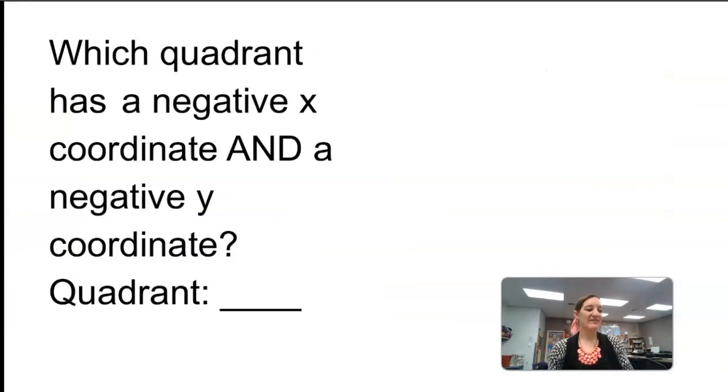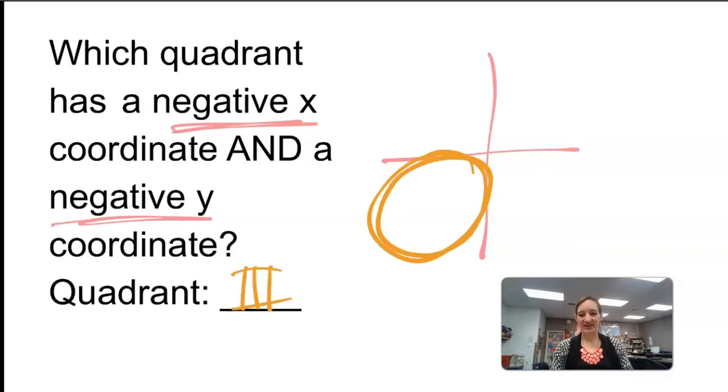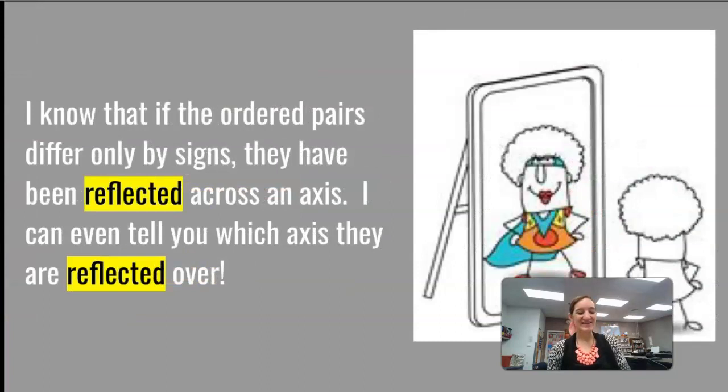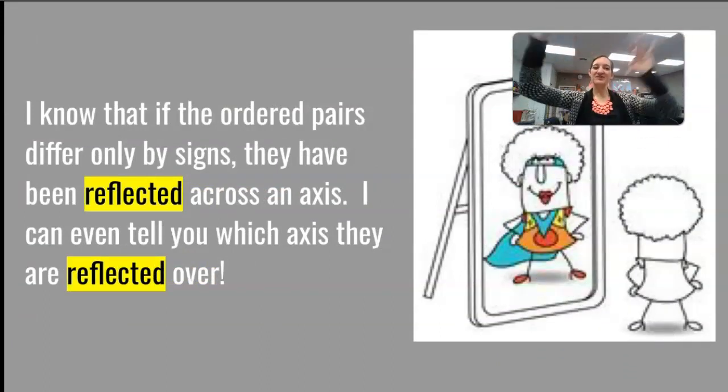All right, what if you have a negative and a negative? Where would that end up? Well, negative is to the left for the x, and negative would be down for the y. You'd be in this quadrant right here, quadrant 3. Kind of cool, huh? All right, so that was the first objective of the day. Now you know about the quadrants: 1, 2, 3, 4, positive, positive, negative, positive, negative, negative, positive, negative. Now we're going to talk about reflections.